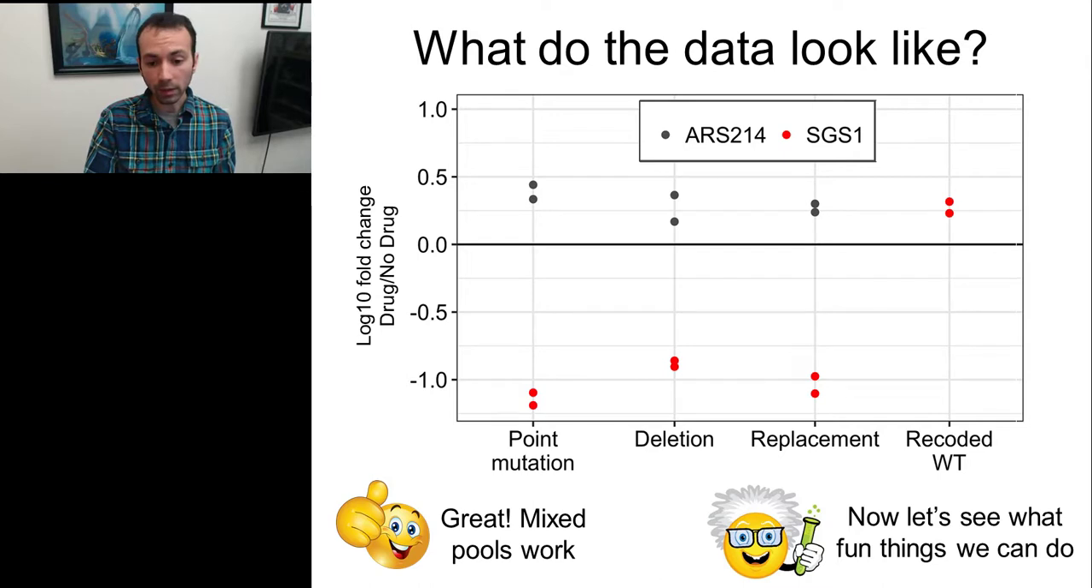The thing you might be asking is, well, you're directing Cas9 to cut SGS1. Maybe all that's happening is SGS1 just getting cut and destroyed, and that's why all these cells are growing more poorly in the presence of DNA damaging agent. It has nothing to do with the fact that we're actually making the changes we want to make.